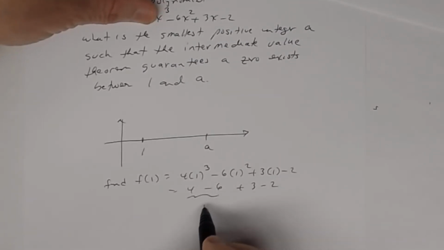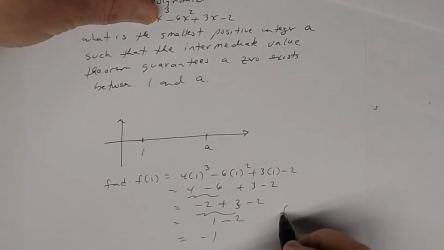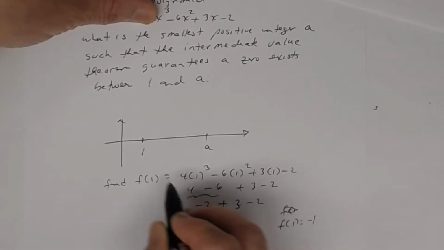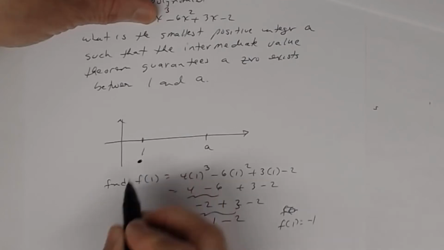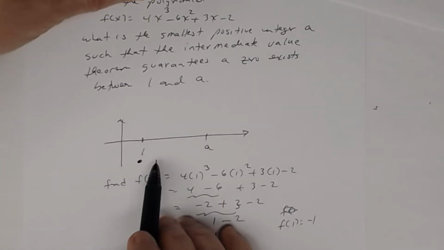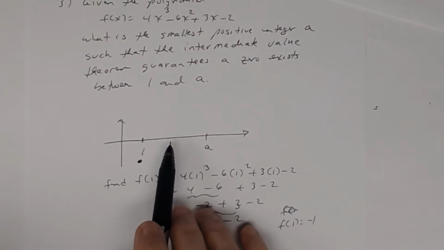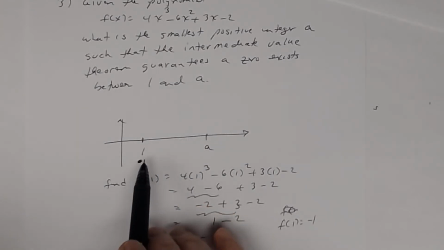So 4 minus 6 is negative 2, so I have negative 2 plus 3 minus 2, right? And then negative 2 plus 3 is 1, and then 1 minus 2 is negative 1. So f of 1 is equal to negative 1. So I get some point down here, correct? So I want to find the smallest positive integer that's going to, see, f of 1 is negative, right?